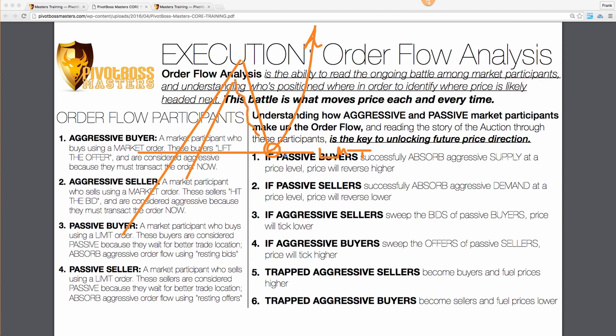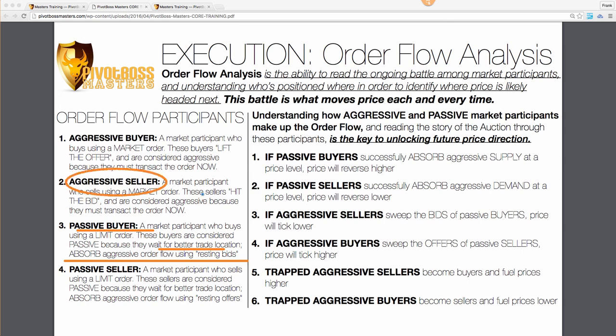That makes me a passive buyer. So when price is coming down, you have a limit order right there, sitting there waiting. An aggressive buyer doesn't do that. An aggressive buyer says, just get me in, no matter what the price, right? So a passive buyer is considered passive because they wait. They're waiting for better trade location. And passive buyers, they absorb aggressive order flow using resting bids. So aggressive order flow is an aggressive seller. An aggressive seller, right? So a passive buyer would use limits and they would absorb an aggressive seller's orders using resting bids.